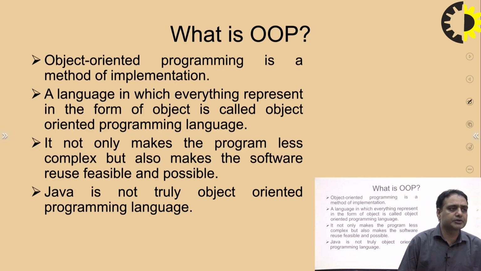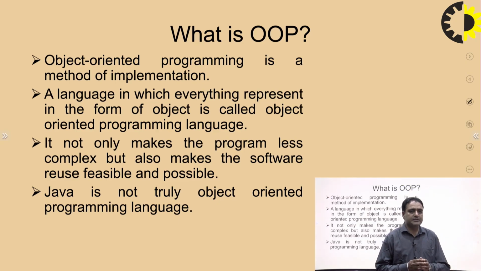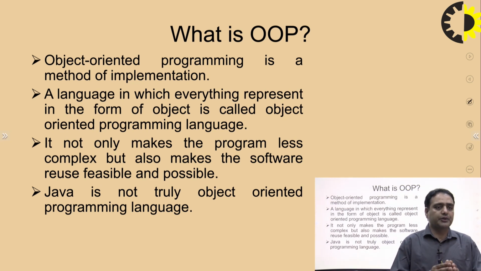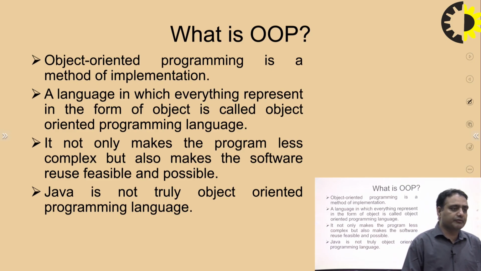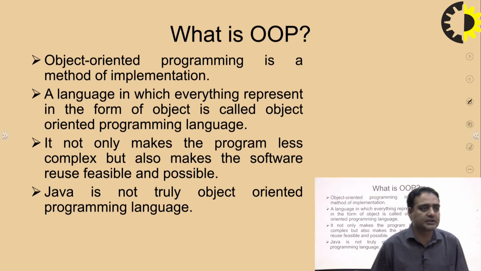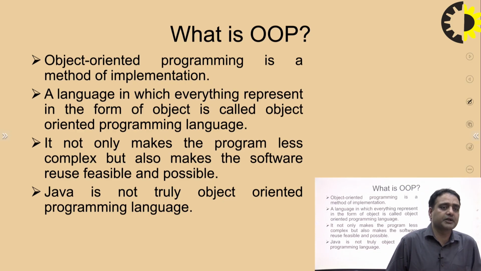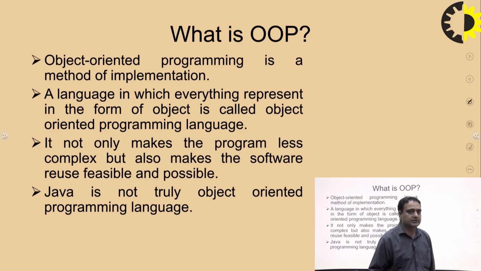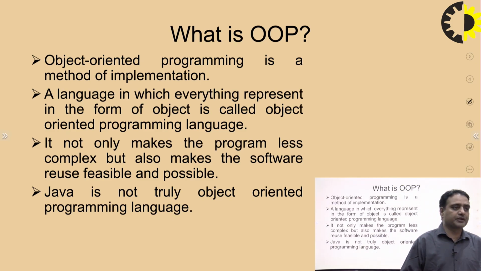You have already seen that object oriented programming language. If you are comparing Java in the context of C++, then you can say that Java is a pure object oriented programming language. But if you are saying that Java is not a pure object oriented programming language, it is an object oriented programming language.